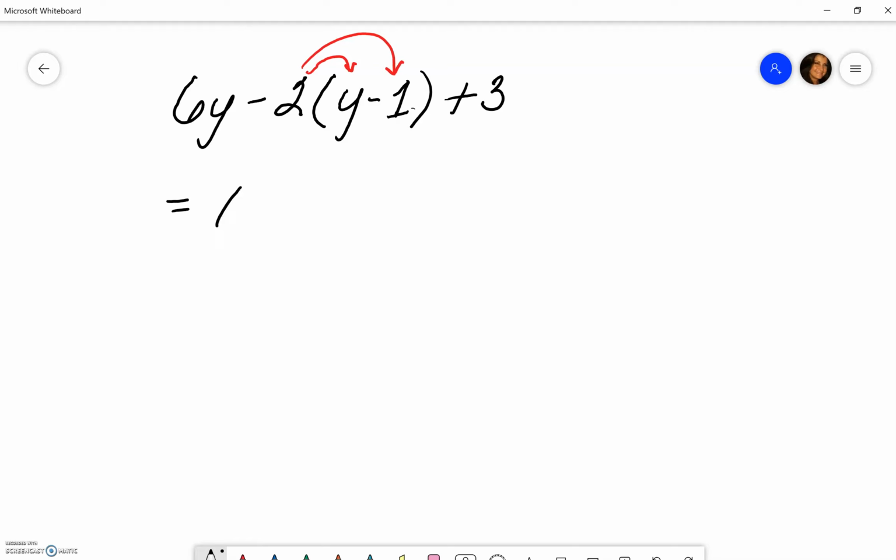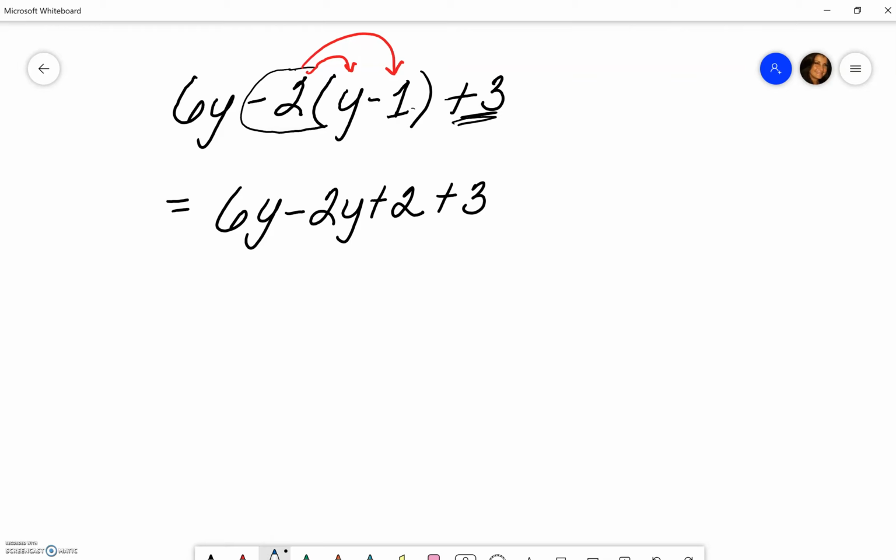So I'm just going to write the 6y because there's nothing I can do with it. So write it out. Now when I start multiplying this, I'm going to think of it as -2. So that would be minus 2y. And then 2 negatives will give you a +2. And then just write the +3 because we did nothing with that. So we're just bringing it down and writing it out.